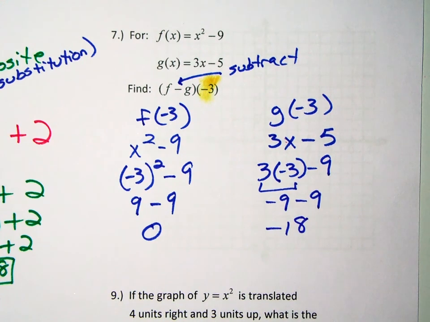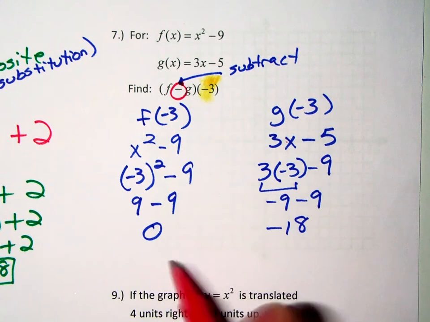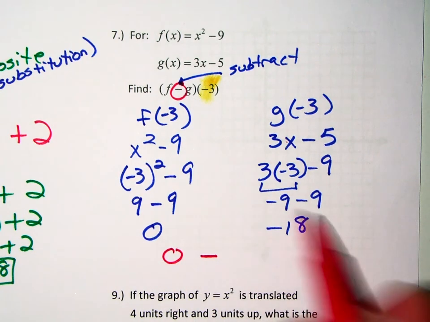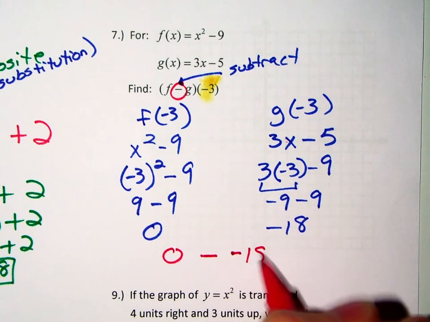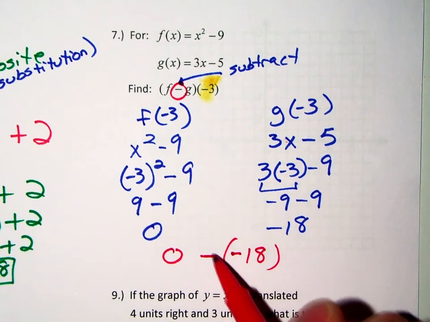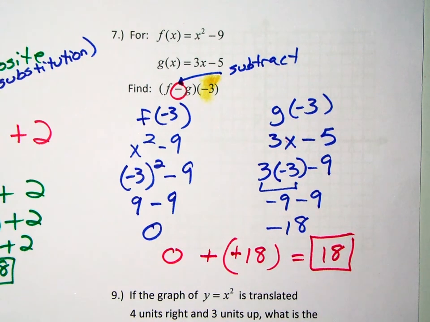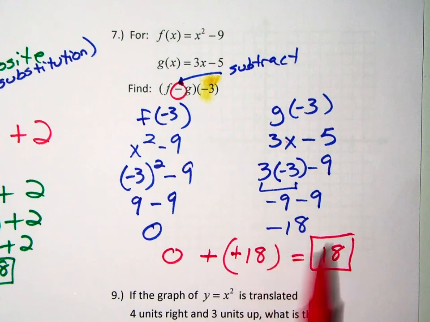Now be really careful with this next step because it's asking us to subtract them. So really I'm taking 0 and I'm subtracting not just 18, because all of the negative 18 was g of negative 3. So it's minus negative 18, right? And minus a negative really means adding a positive. So 18 is your final answer. If you would have forgotten to put the minus sign and the negative, you would have gotten negative 18 instead. So be very careful with that. Remember that the minus comes from the problem and the negative comes from having simplified g of negative 3.